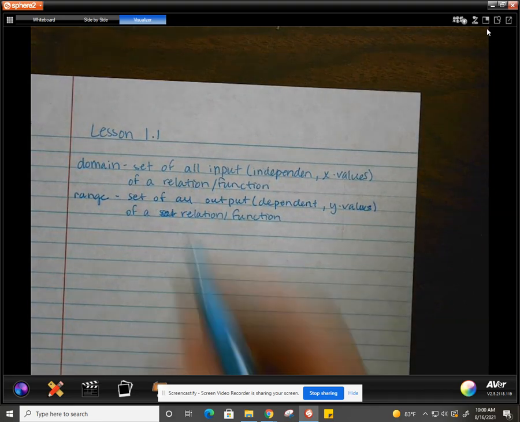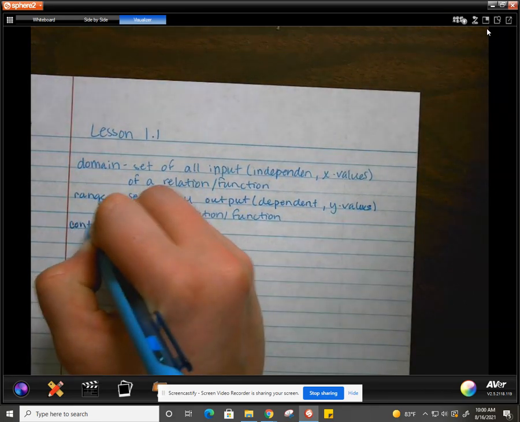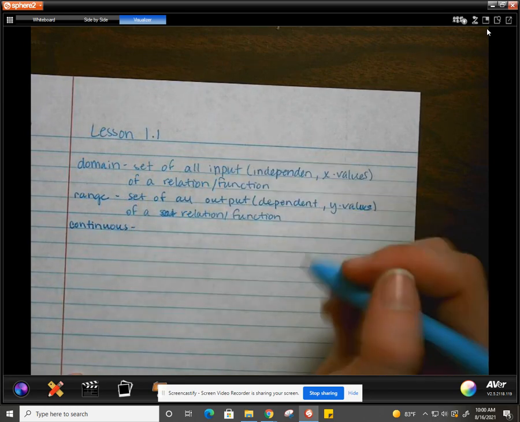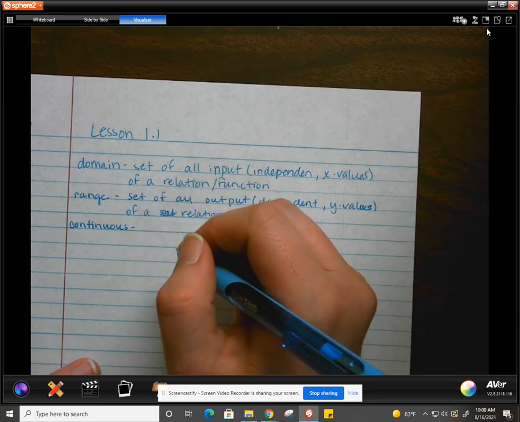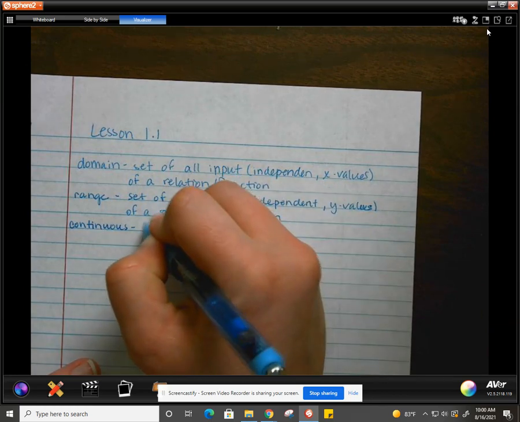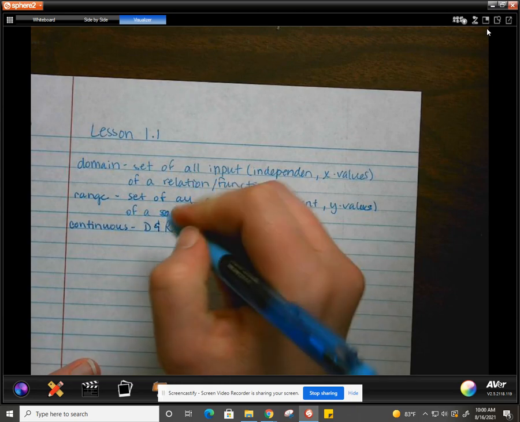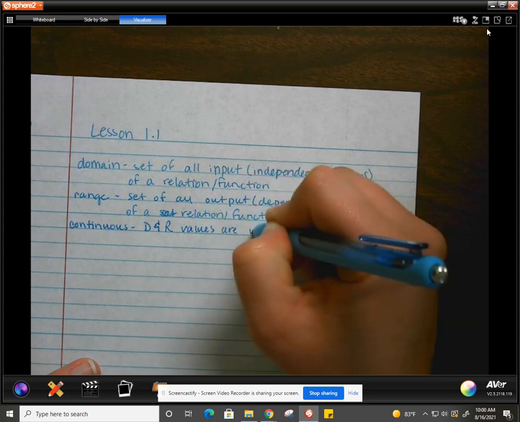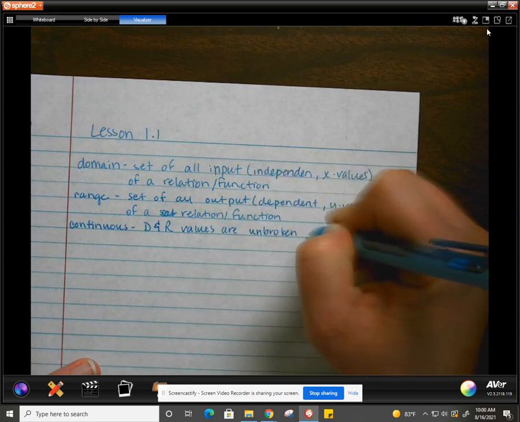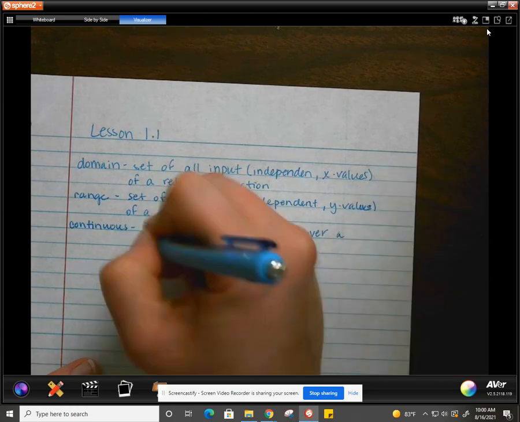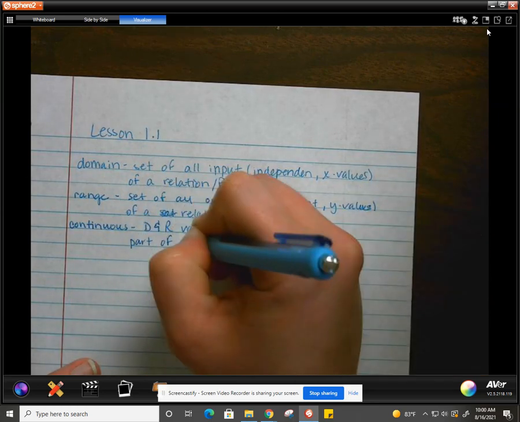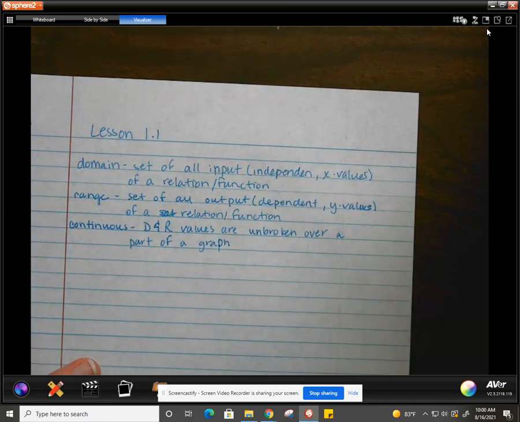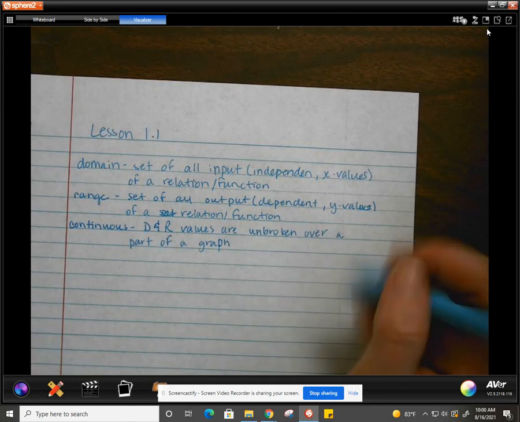Okay, my next vocab word is going to be continuous. Okay, a continuous graph, and I'm going to abbreviate now. Anytime I need to use domain, I'm going to put a capital D, and anytime I need to use range, I'm going to put a capital R. This is the domain and range values are unbroken over a part of a graph. I like to teach it when I'm teaching freshmen. Continuous means it's connected.